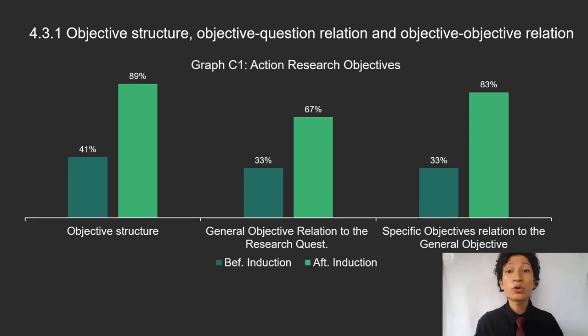89% of students were able to compose the objectives accurately regarding objective structure. 67% of students were able to show an accurate relationship between the general objective and the research question, and 83% of students were able to show a relationship among the specific objectives and the general objective. How did they get to that?